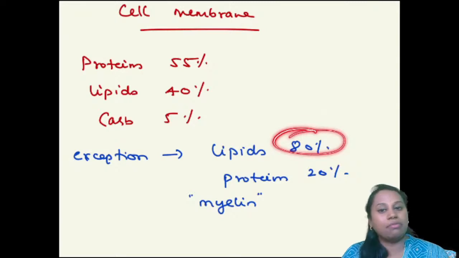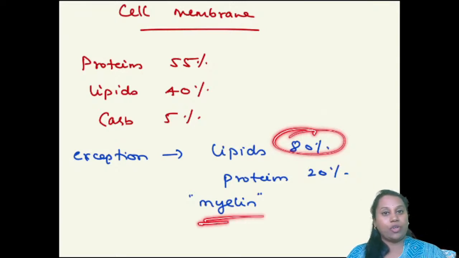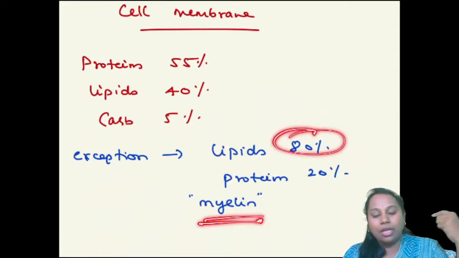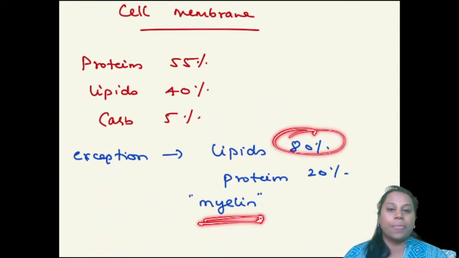So it is an insulating membrane. Which is the insulating membrane? Myelin membrane. Myelin is the insulator. Myelin is the insulating membrane, and that is how myelin becomes an insulator. Myelin is the layer around the axon of the nerve fiber.